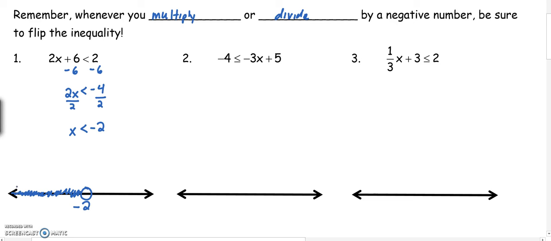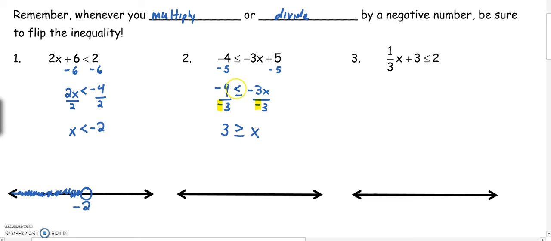Number 2, negative 4 is less than or equal to negative 3x plus 5. So my first step to get x by itself is I need to move the 5 away. So I'm going to subtract 5 from both sides. Negative 9 is less than or equal to negative 3x. Next, to get x by itself, we're going to divide by negative 3. Notice that I'm dividing by a negative. When you divide by a negative, remember, you must flip your inequality sign. So we now have 3 is greater than or equal to x.